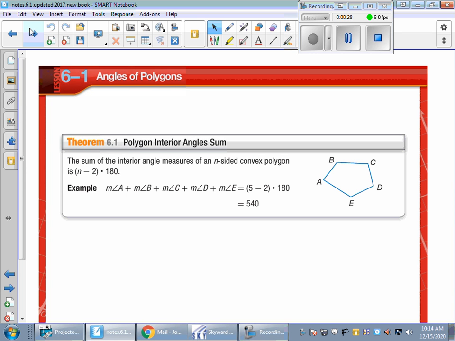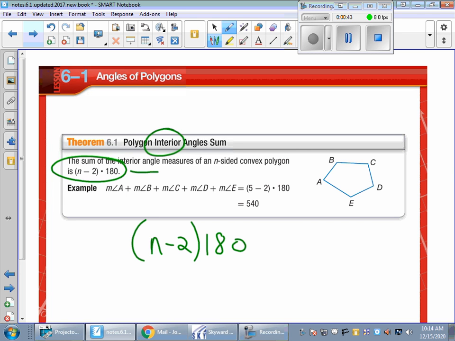So, polygon interior angle sum. What we have here, folks, is an equation that says the sum of the, remember, interior angles of an n-sided polygon, and then we have a formula. We want to use the formula n minus 2 times 180, and n equals the number of sides. So in this example, count your vertices, 1, 2, 3, 4, 5-sided figure, 5 minus 2 times 180, so 3 times 180. The sum of the interior angles in this problem is going to be 540.